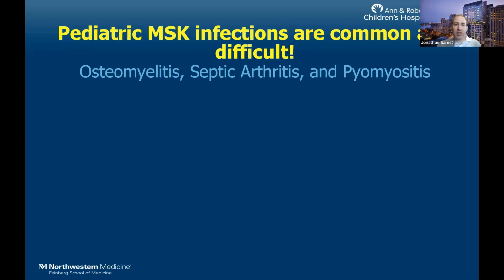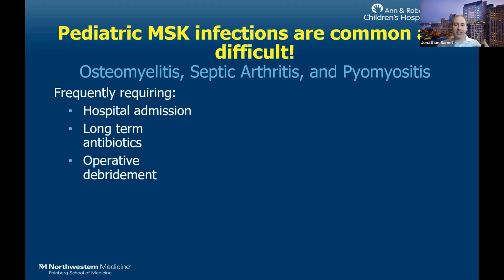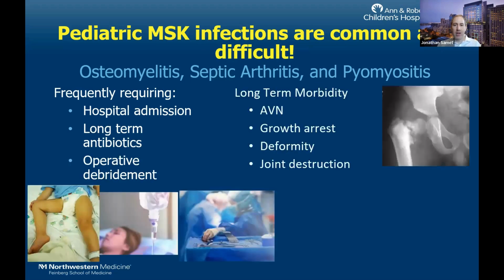So we know that these are common and they're difficult, right? Osteomyelitis, septic arthritis, pyomyositis. We know they frequently require hospital admission, long-term antibiotics, operative treatment, and can cause long-term morbidity: AVN, growth arrest, deformities, joint destruction.